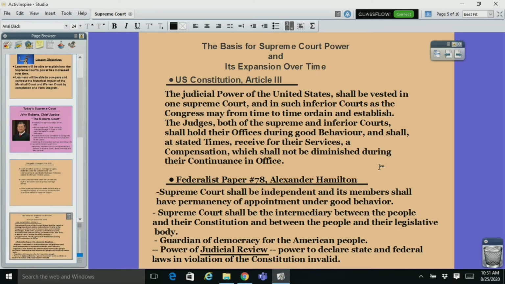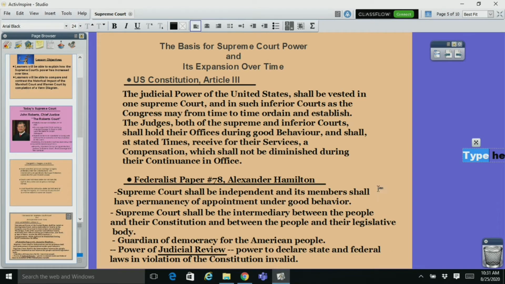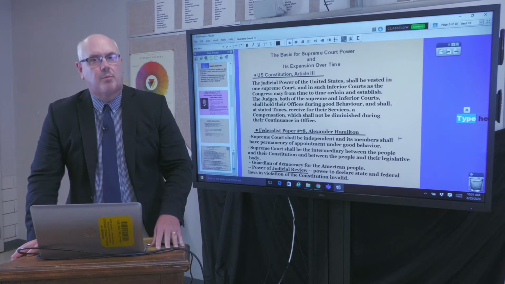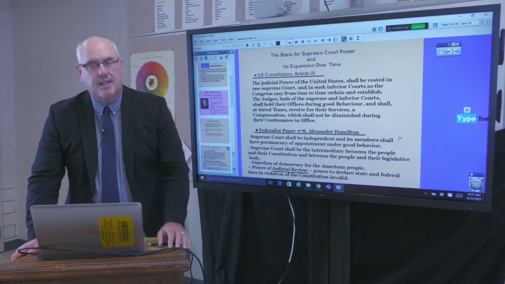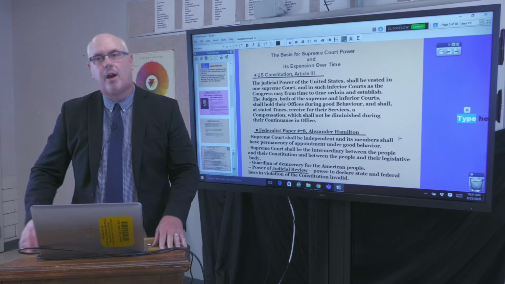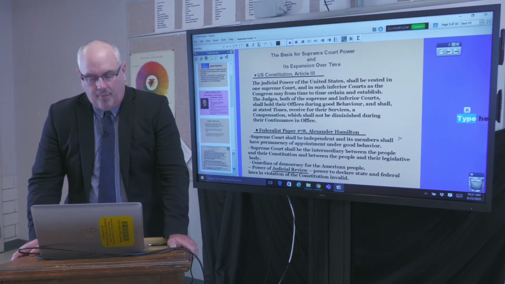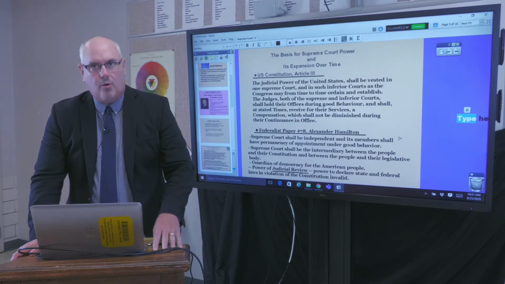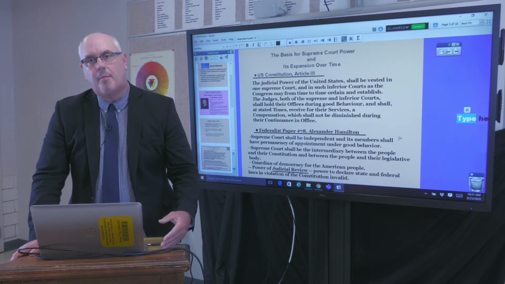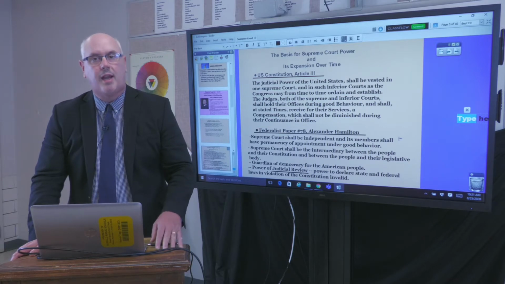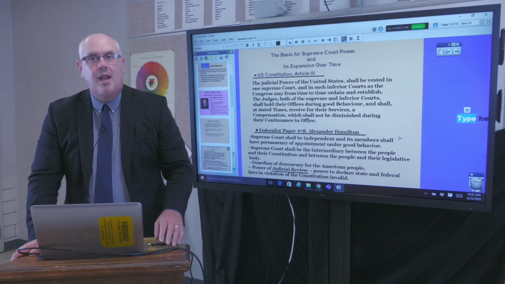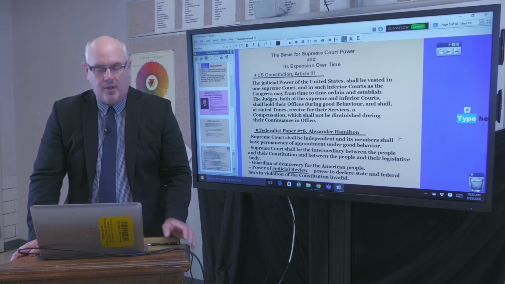Mostly what he wanted to do was to assure Americans that the Constitution with the judicial branch would not violate the powers of the other two branches or would not be too powerful. In a sense, he tried to argue that the judicial branch was the weakest of the three branches because it lacked the power of the sword and the power of the purse. And basically that the Supreme Court's power would be to act as a guardian of democracy. They would be an intermediary between the Constitution and the people, and between the legislative branch and the people.